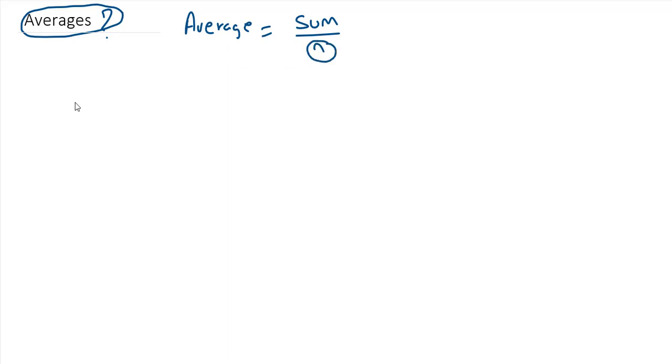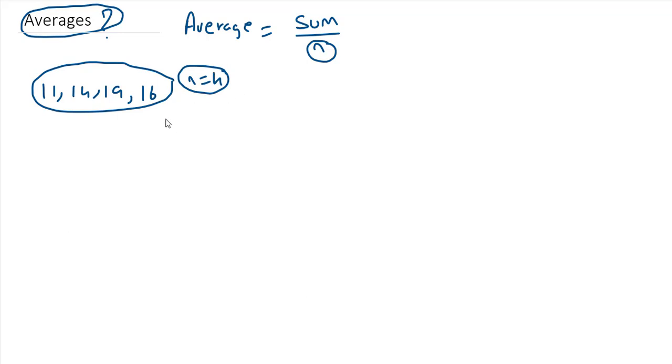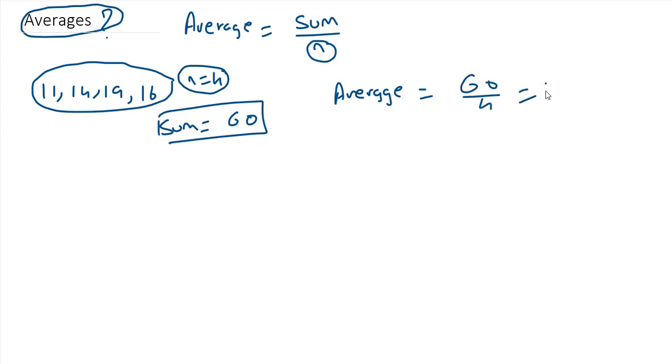So if I give you a set of numbers and ask you to calculate the average, say 11, 14, 19 and 16. So what is the average of this set? For that you will have to add up all these values and divide it by the total number of entries. In this case the total number of entries, which is n, is equal to 4 and the sum will be the addition of all these. So this will be 25 plus 35, which will be 60. So this sum is 60. So the average will be given by the sum divided by the total number of entries, which is 60 by 4. So the average comes out to be 15.